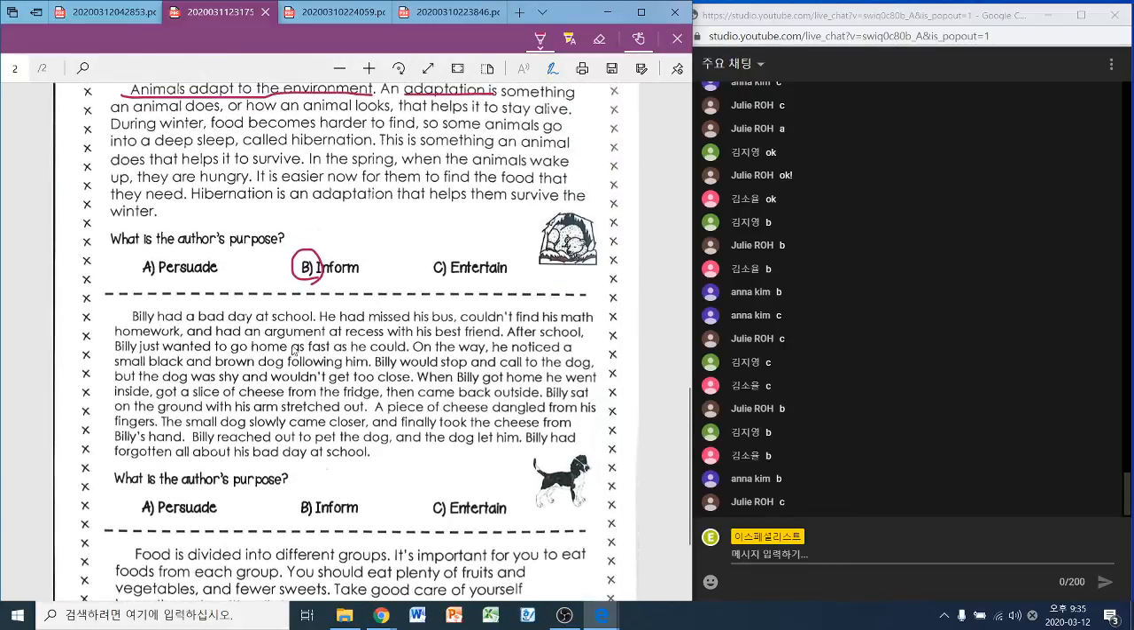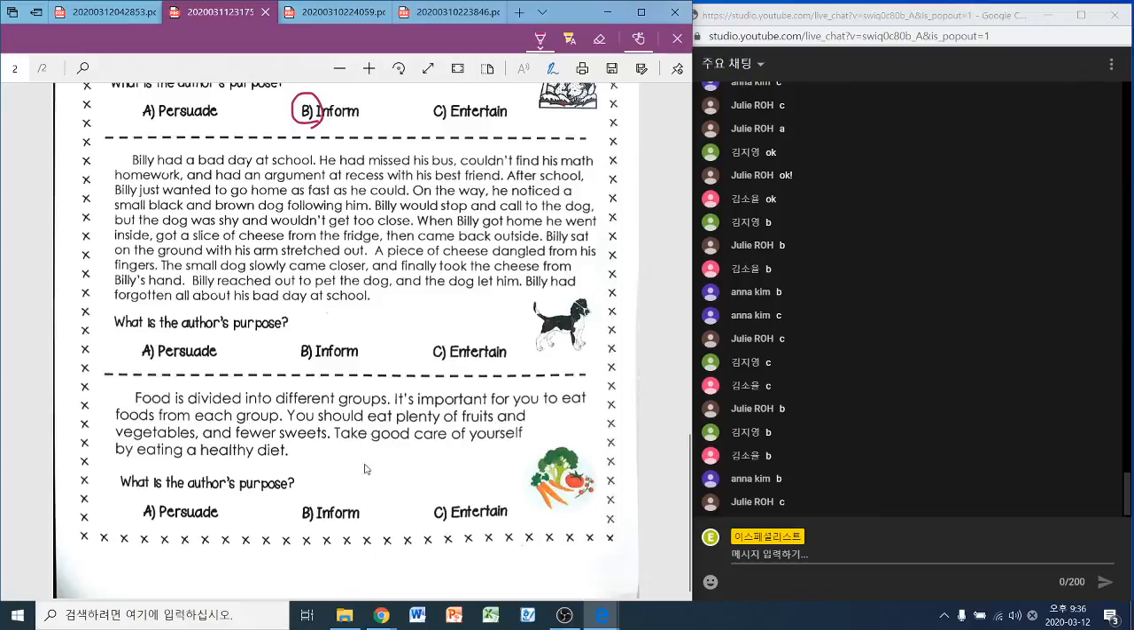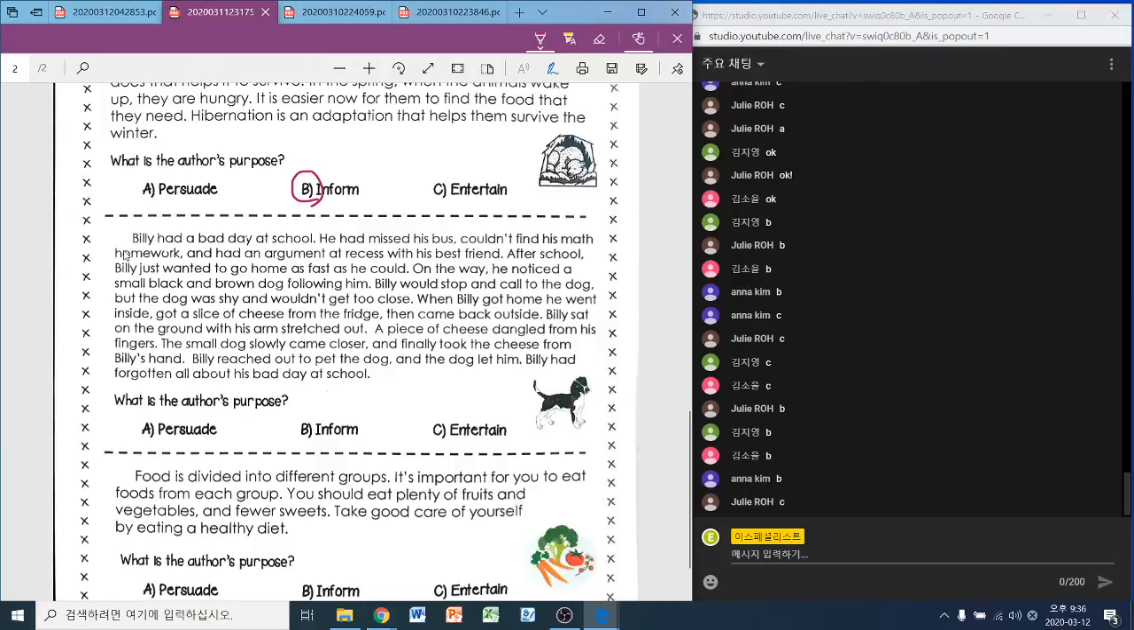Do you want to read long one or short one? Long or short? Long? Okay, ready? Long one, go. Billy had a bad day at school. He had missed his bus, couldn't find his math homework, and had an argument at recess with his best friend. After school, Billy just wanted to go home as fast as he could. On the way, he noticed a small black and brown dog following him. Billy would stop and call to the dog, but the dog was shy and wouldn't get too close.